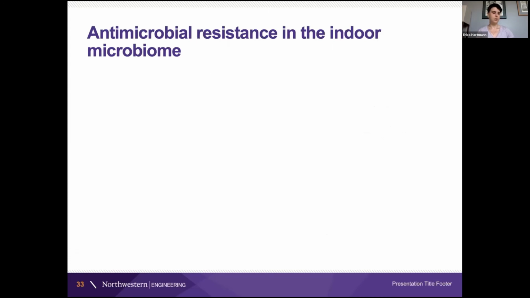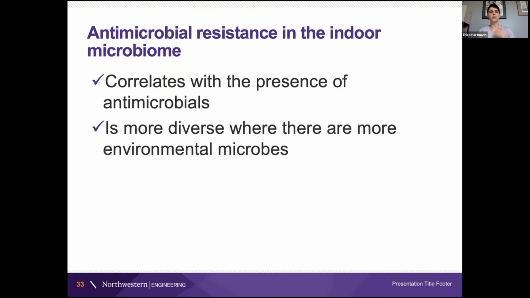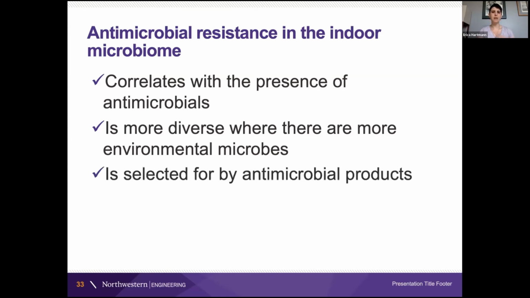Okay, so I think that's kind of a lot. So just to summarize, what we already know about antimicrobial resistance in the indoor microbiome: we know that antimicrobial resistance correlates with the presence of antimicrobials. We know that antimicrobial resistance is more diverse where there are more environmental microbes, so really thinking about where our microbes are coming from and what they're bringing with them. And we know that antimicrobial resistance is selected for by antimicrobial products, like those antimicrobial paints or toothbrush bristles.